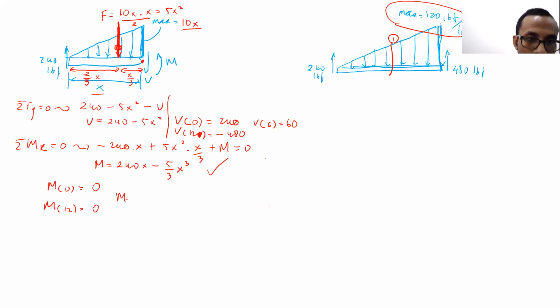Then the last one, moment at 6 should be 1080. So 1080. Okay. Minus 6. Okay. So this is supposed to be the results, right?